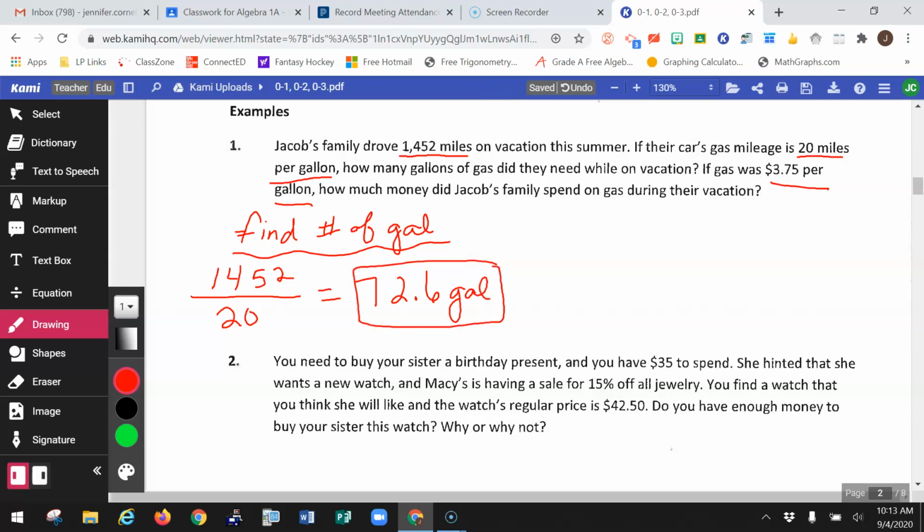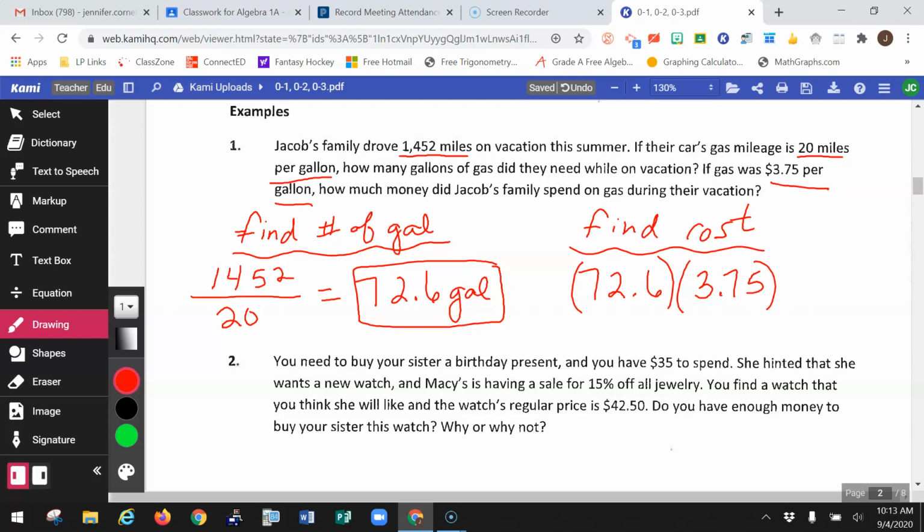And then we want to know how much they're going to spend. So what's it going to cost them? So if we have 72.6 gallons that we need, and we know that the cost per gallon is $3.75, then we're just going to multiply those two things together. And we end up with $272.25 that they're going to spend on gas.